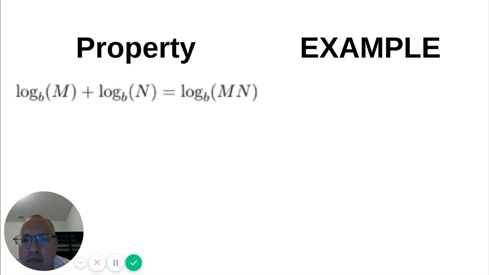Here's my property for products of logs. Log base b of a number m plus log base b of a number n is equal to the log base b of the product m times n. Look at this one right here: the log base 5 of 12. That's how you would say it: you say log, then the number in between, log base that number, and then you say of, and then the number you see there.